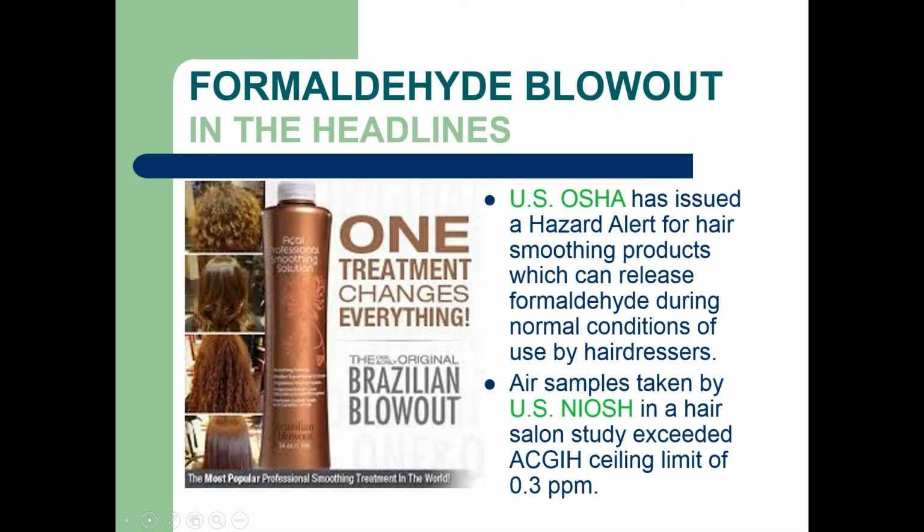Okay, now let's move on to a chemical that has definitely made headlines in the U.S. in 2015. In fact, we could call it a formaldehyde blowout, and here's why. U.S. OSHA issued a hazard alert for hair smoothing products, such as the product called Brazilian Blowout. These products were found to release formaldehyde during their normal application in hair salons. And indeed, a NIOSH study indicated that air samples could exceed the ACGIH ceiling limit of 0.3 ppm.